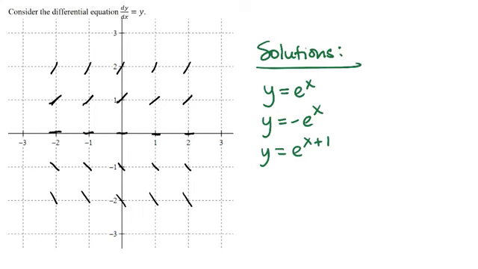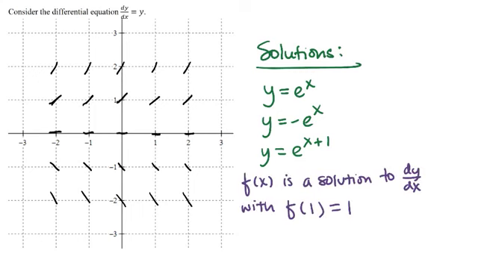So if they asked me that f of x is some solution to dy dx equals y, with f of 1 equals 1, I'm going to go to the point 1, 1. I'm going to follow the pattern. It seems like here, as I go to the right, it's getting steeper and steeper. And then as I go to the left, it's coming down through there.